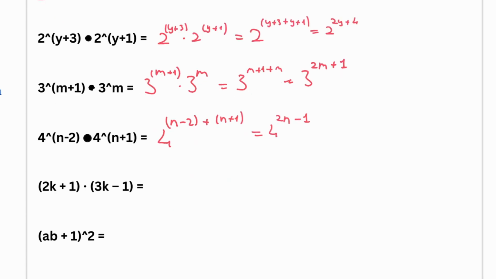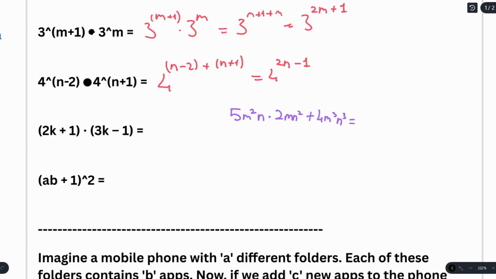Before we get to the last two questions, let's do one more example. Let's do this question. So we have 5m squared n times 2mn squared plus 4m cubed n cubed, right? So let's do the multiplication first, because remember from the order of operations, multiplication comes before the addition.